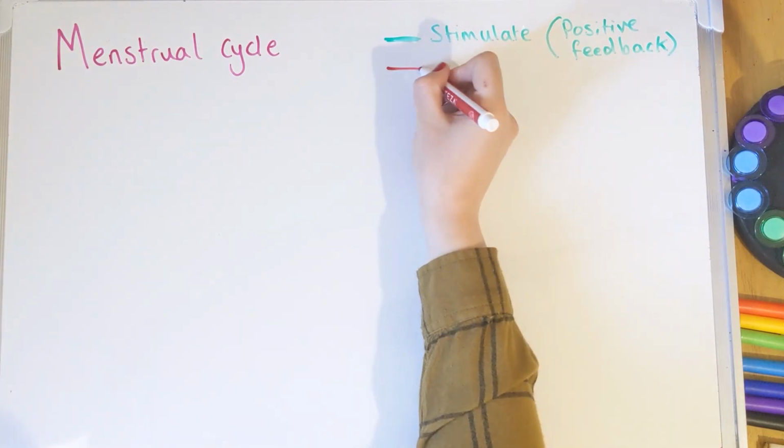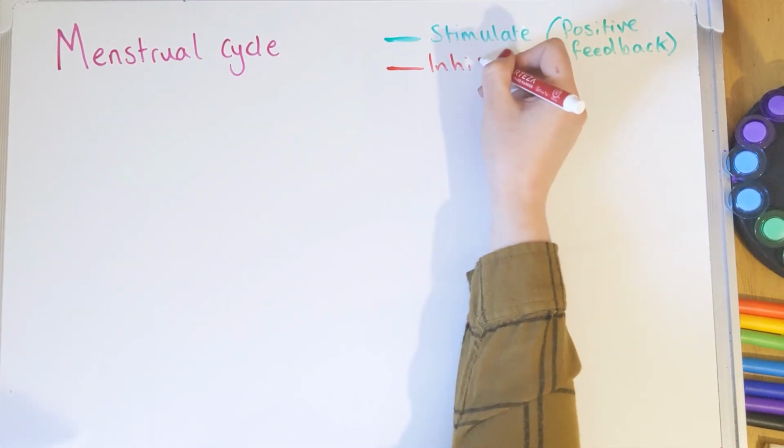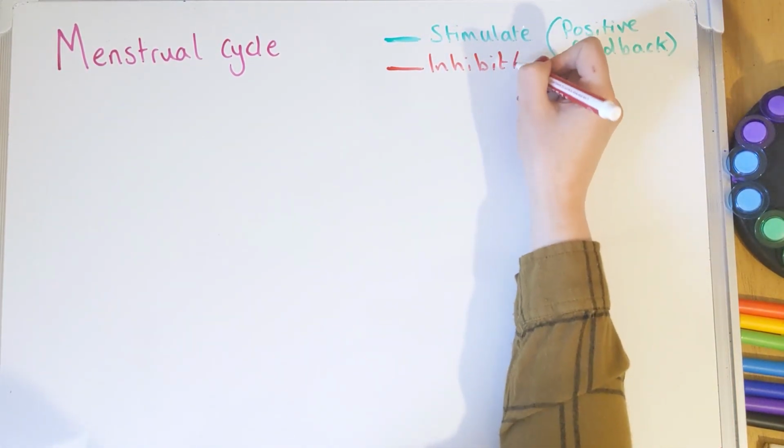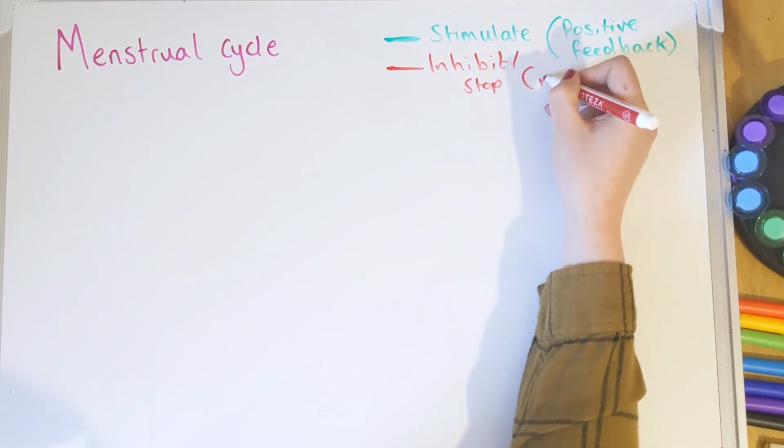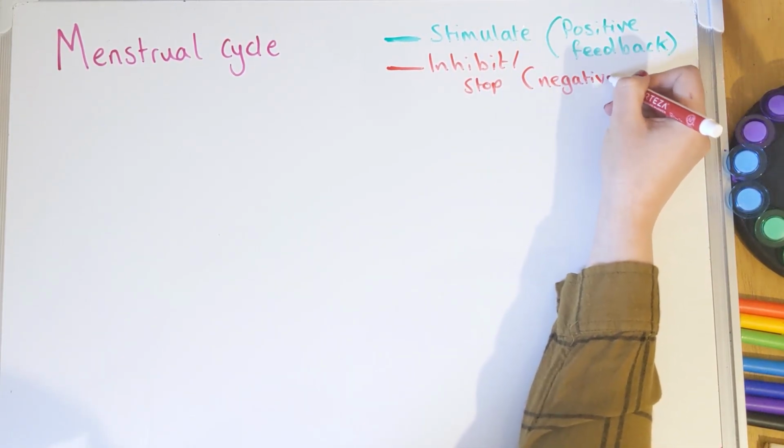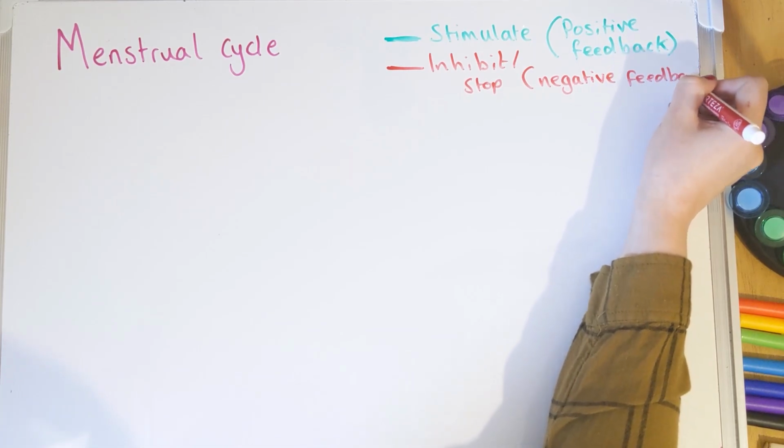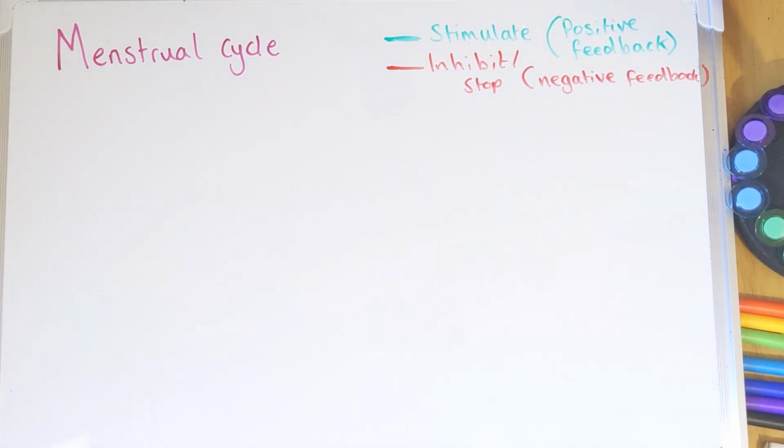So rather than talking about positive feedback, I'm going to talk about stimulating. So anything that I have in this colour at the top is to do with stimulating or releasing, and anything in red is to do with inhibiting or stopping something happening.